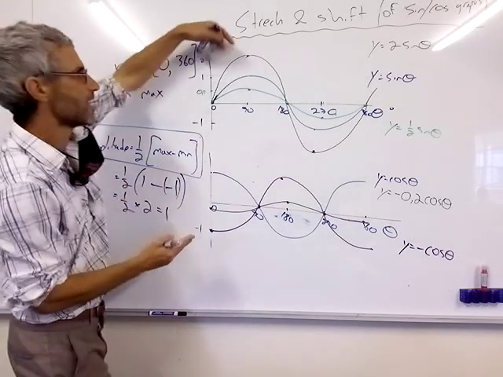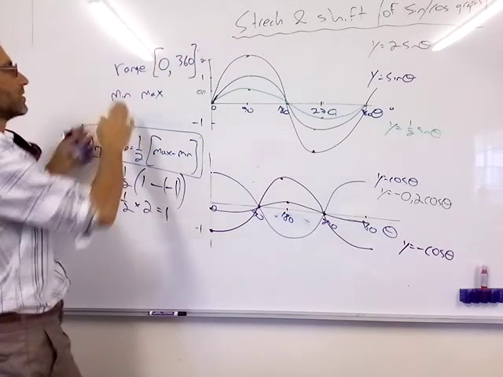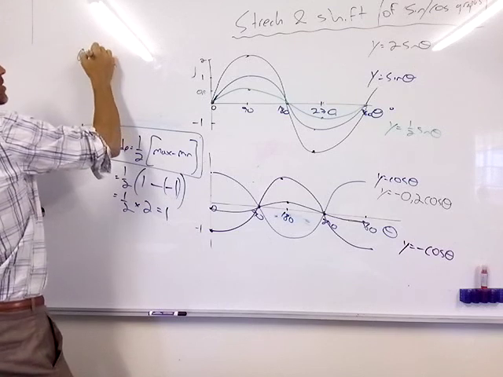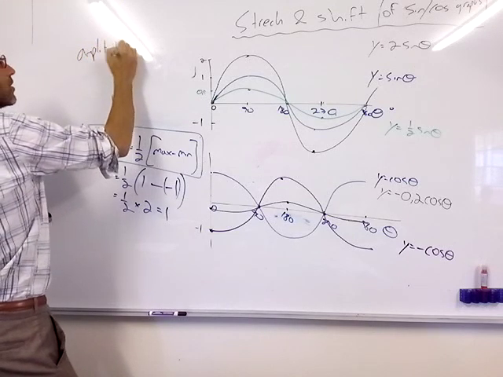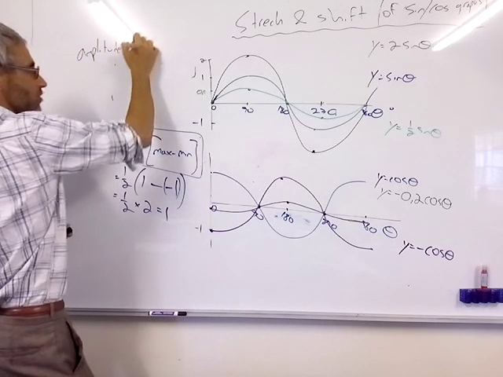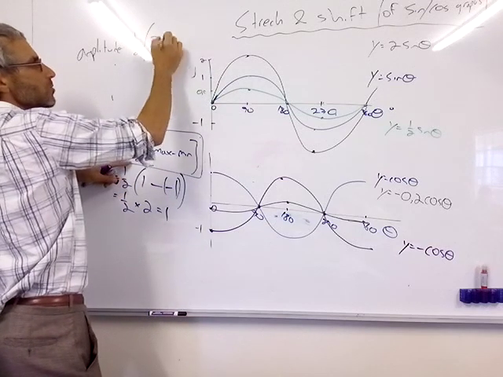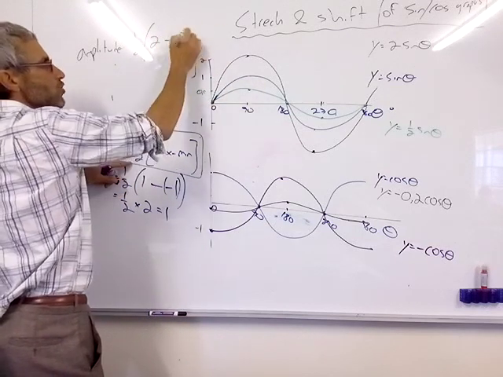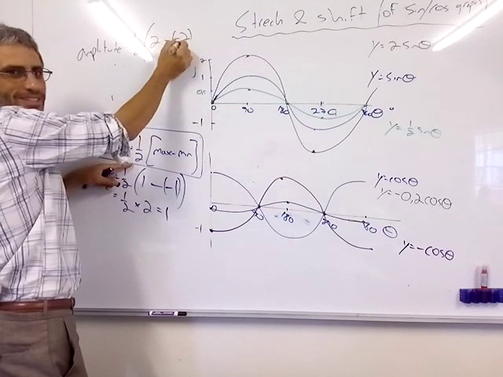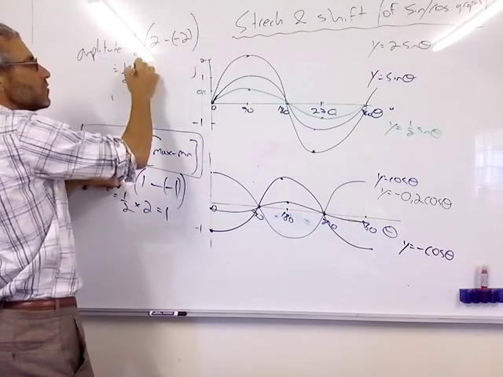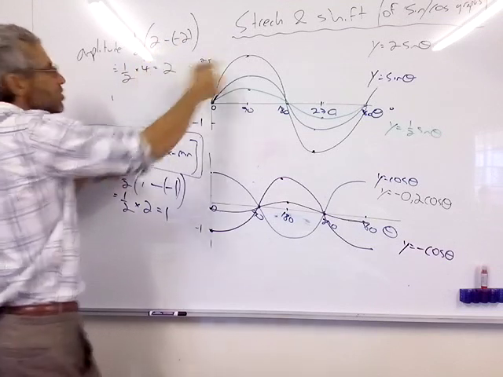Take the highest value. Let's do this one, the black one. So what is the amplitude? First of all, you put half. And then you write down, what's the maximum? 2. Minimum? Minus 2. You just forget that minus. And that's going to be half times what is 2 minus minus 2? 4. So the answer is 2.